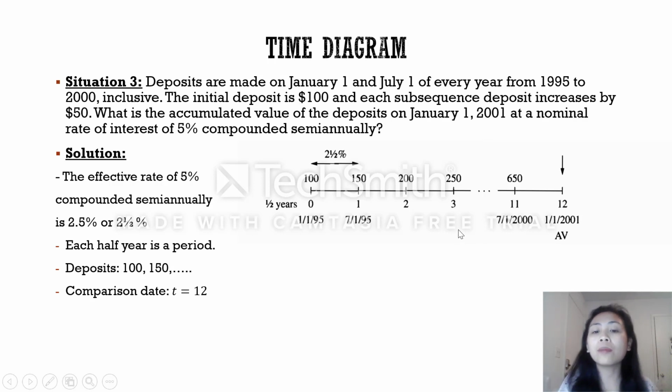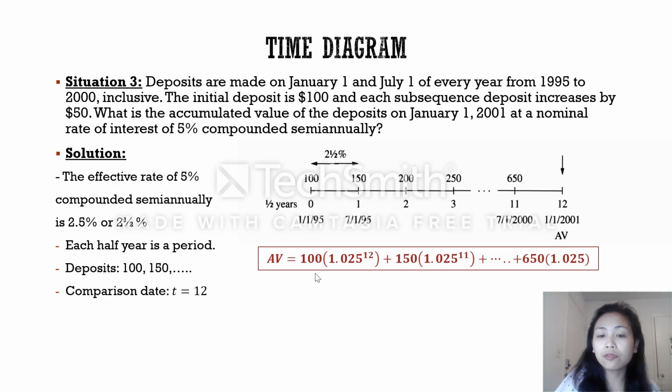And then we are going to combine them all together. So we have an equation as follows. The first term, 100 times 1.025 to the 12, that is the accumulated value of the deposit 100 at time 0.